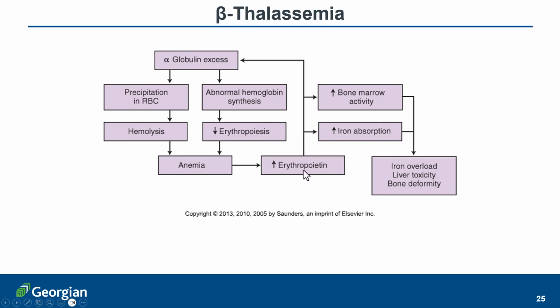In addition, as EPO concentration increases, bone marrow activity increases, and iron absorption increases, and that can lead to other complications of thalassemia, specifically beta thalassemia, leading to iron overload, liver toxicity, and various bone deformities, all the way up to bone marrow failure itself.